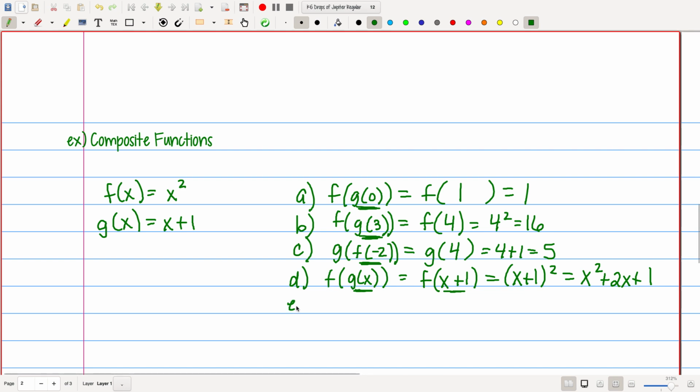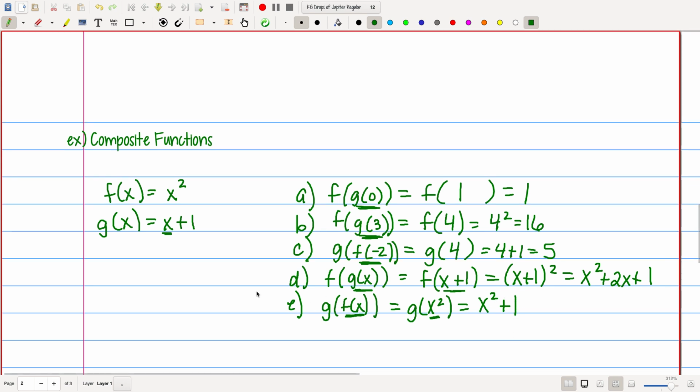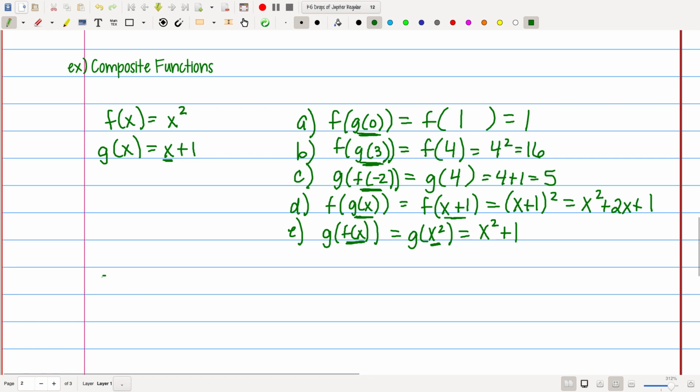Okay? Let's keep going with this example. Let's flip it and say g of f of x. Okay, so f of x is x squared. So I'm going to take x squared and plug it in right here in g of x. So instead of x, I'm going to plug in x squared plus 1, and there's nothing I can do right there, so that's as far as I'm going to go.